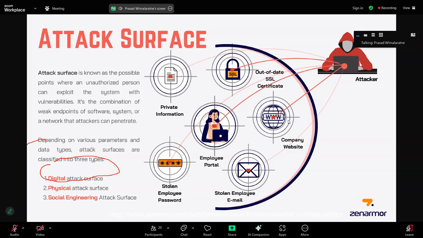So we can have various points. These are like vectors, right? We can have different attack vectors, like an out of date SSL certificate, weak company website security, stolen employee emails, or stolen employee passwords. This is the surface, as illustrated in the picture. This is the surface we are talking about, and we have different attack vectors, different ways that can allow the attacker to exploit these vulnerabilities.